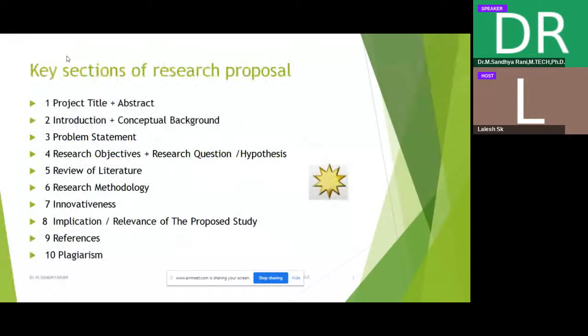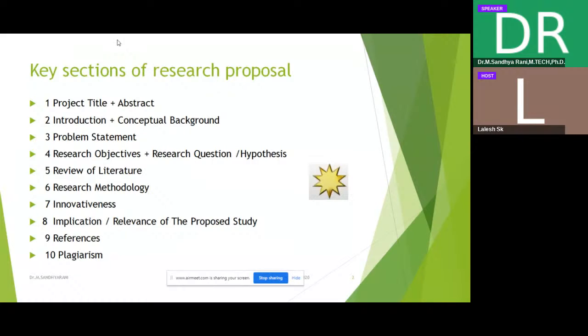We can compare a research paper or proposal with a star, a star with 10 points. We have to remember that a research paper is incomplete if we do not touch the 10 points. What are the 10 points to go through, to make a research paper a functional research paper?